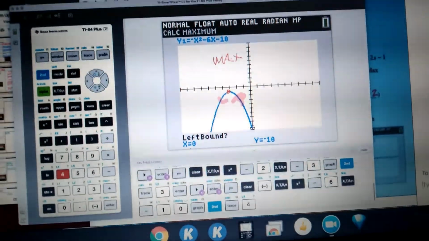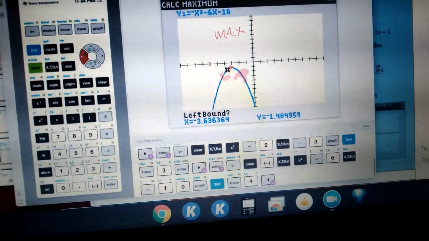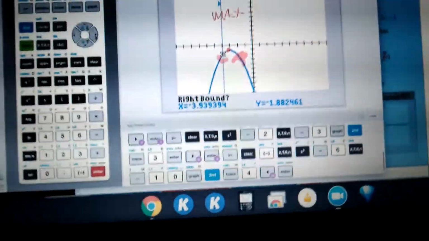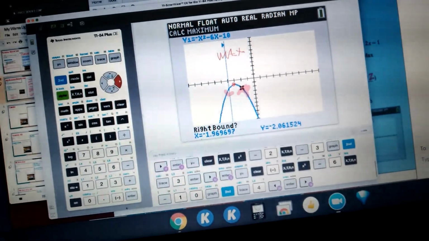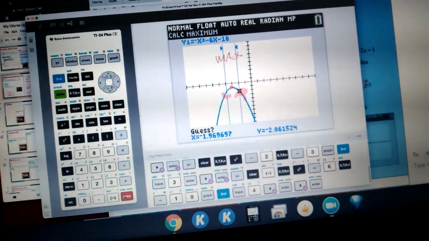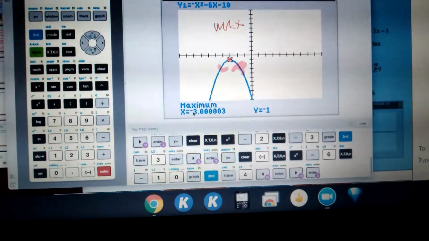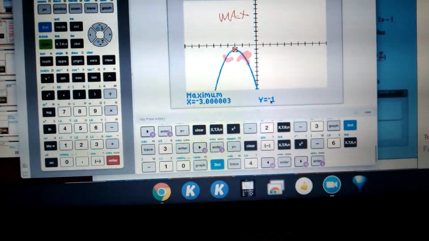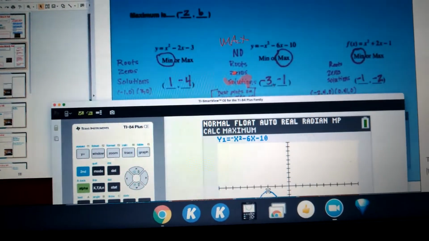So I'm going to move my cursor to the left of the red dot. Enter. Move my cursor now to the right of the point. Enter. Guess. Enter again. My maximum occurs when x is negative 3 and my y is negative 1. Look at the answer key. Everybody see?